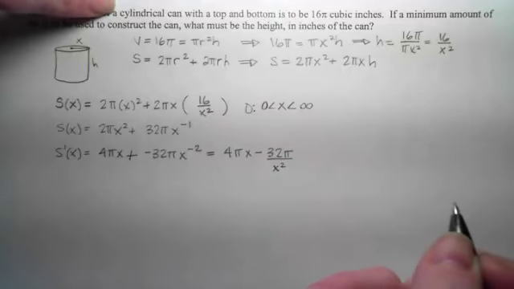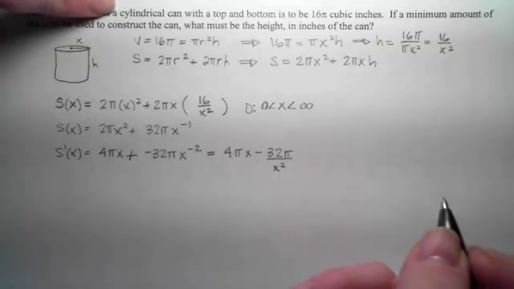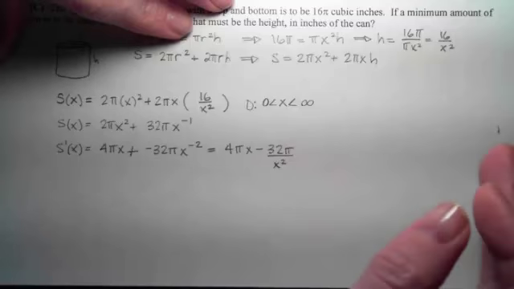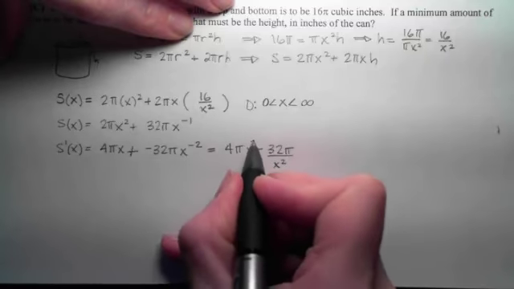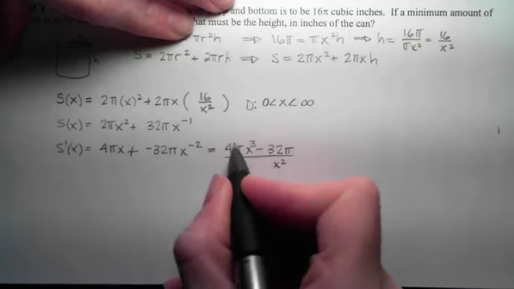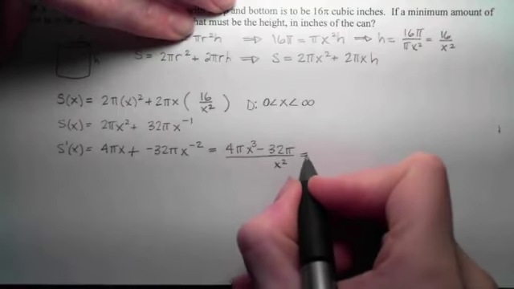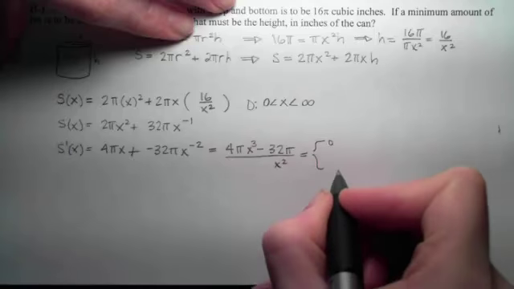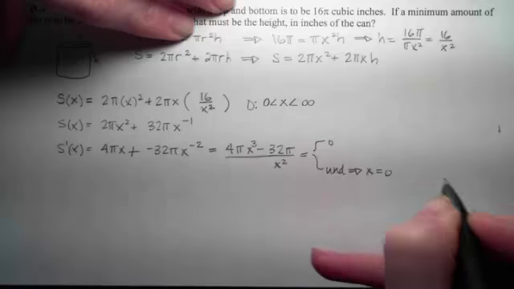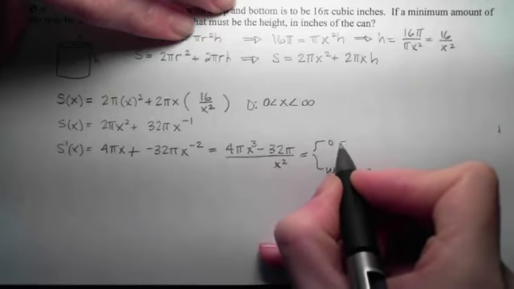Now our goal is to get this derivative to be equal to 0 or undefined, and the easiest way to do that is to set up a single fraction. So I'm going to get a common denominator here. Multiply this by x squared over x squared. And now, in order to get them equal to 0 or undefined, I will set the bottom equal to 0, or I'll set the top equal to 0.